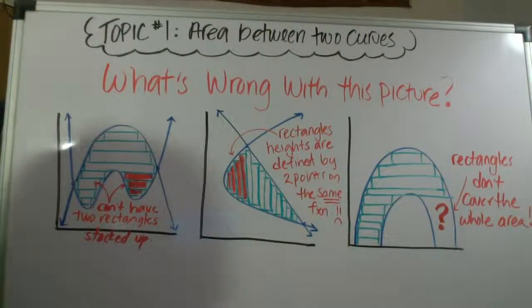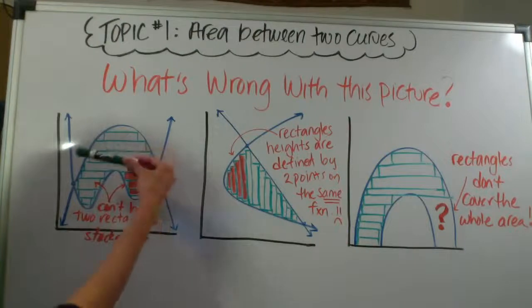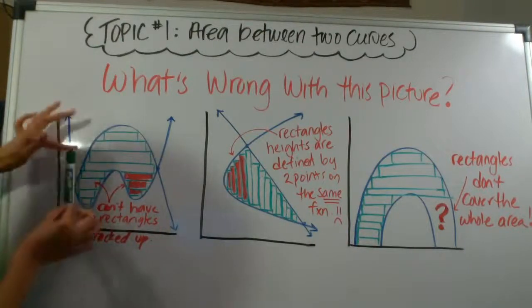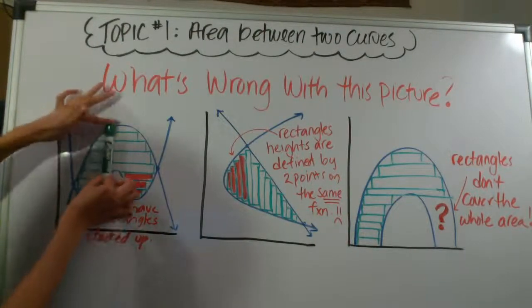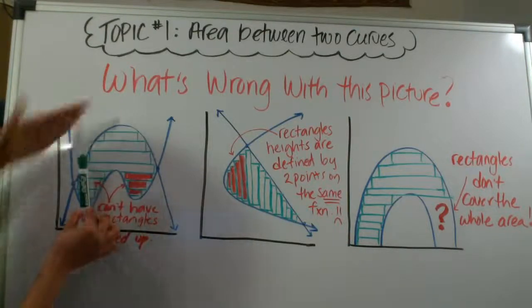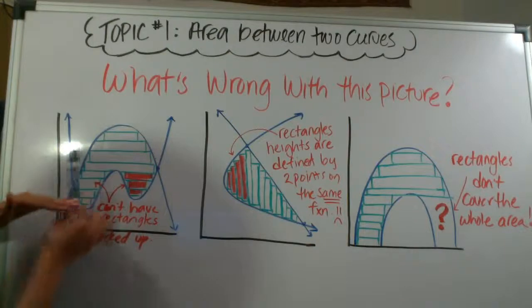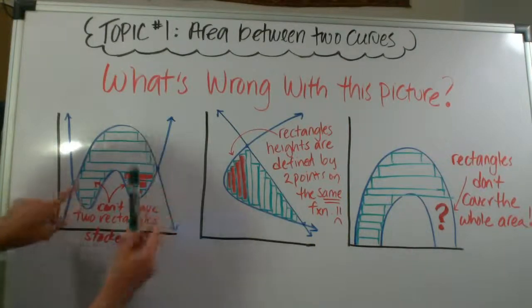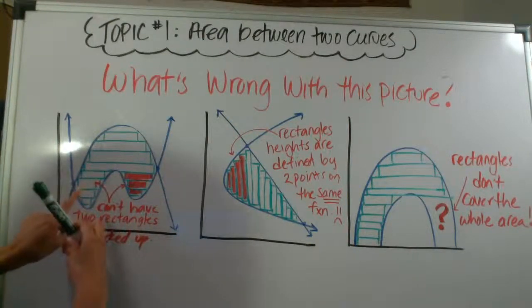The trick is all about making the right choice for your variable of integration. In particular, if you take a look at this first one, imagine if instead of drawing horizontal rectangles here, I drew vertical rectangles. They would go from here and then here and then here. Do you see how we would eliminate the problem? Each of these rectangles would go from one function to the other. They would all stack up in an even order, and we would have nothing overlapping.